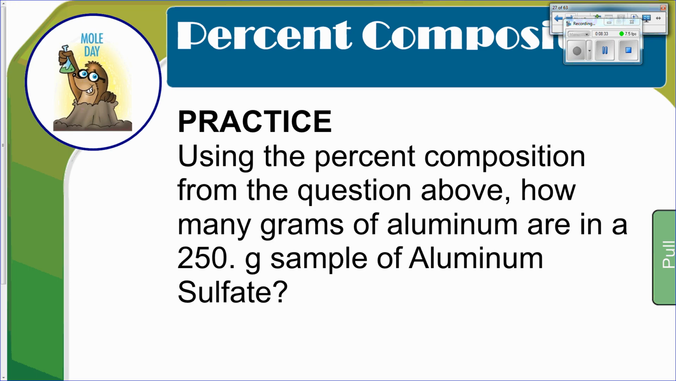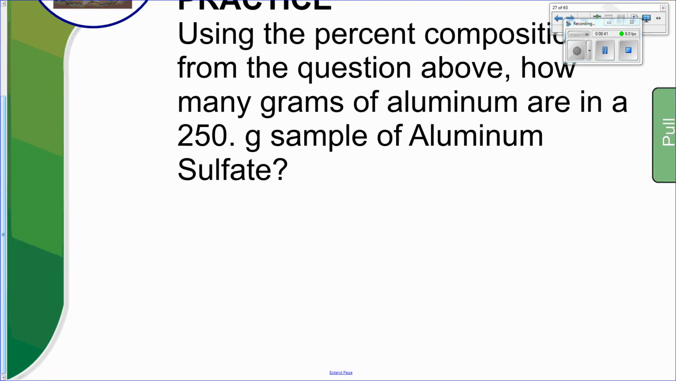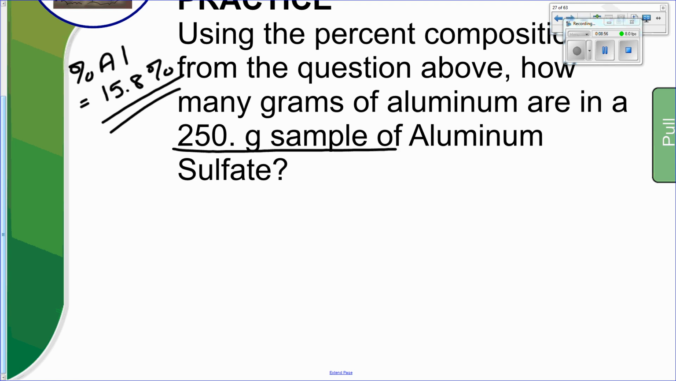All right, using the percent composition from the questions above, how many grams of aluminum are in a 250 gram sample of aluminum sulfate? So we're assuming we know that the percent of aluminum in aluminum sulfate is 15.8%. We know that already from the previous problem, which we already worked out. So if we've got 250 grams of aluminum sulfate in our lab, how many grams of aluminum do we have? If you know that 15.8% of any size sample of aluminum sulfate will be aluminum, this is pretty easy and straightforward to work out.